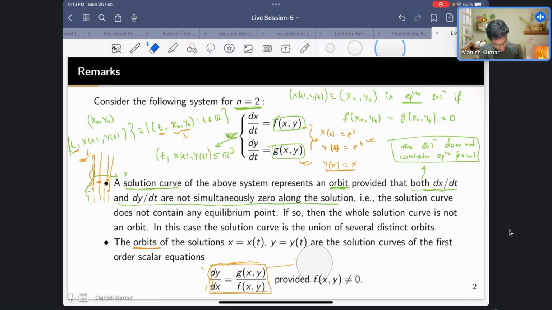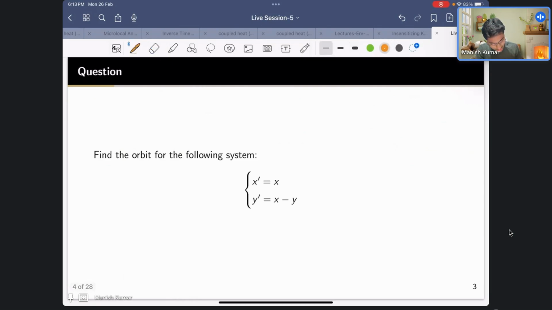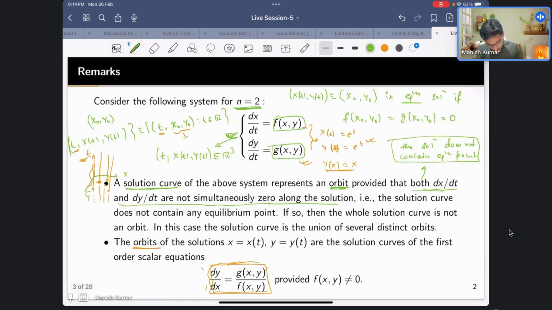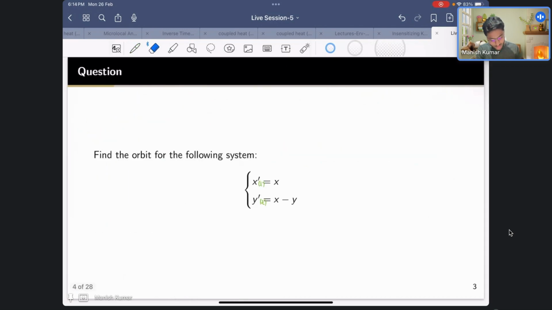Let me state a few examples. Consider this system: x prime t equal to x, y prime t equal to x minus y. Let us first try to solve to get the solution curve as x equal to x(t) and y equal to y(t), and in the second approach we'll try to solve it in this way. Then see what difference comes up. Nothing will be different, but there are two ways of doing the same thing.